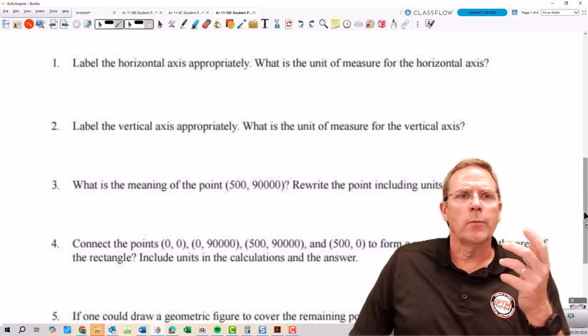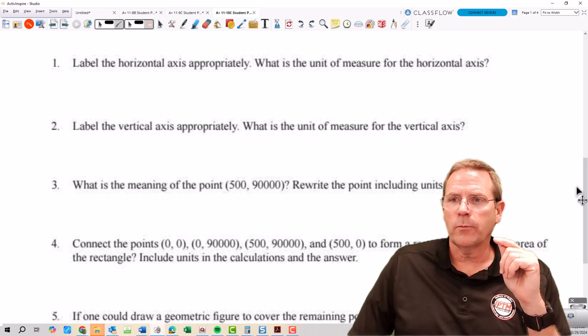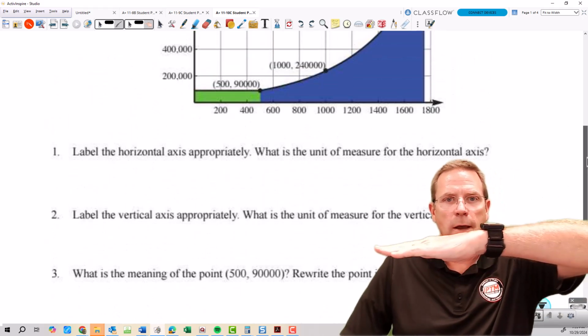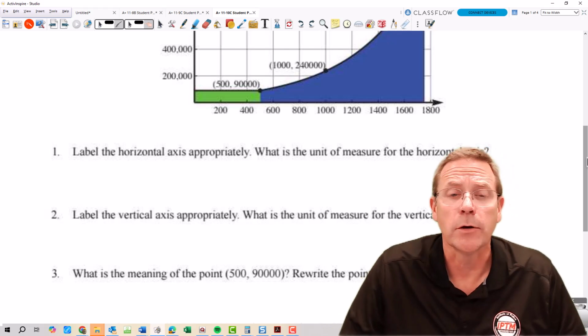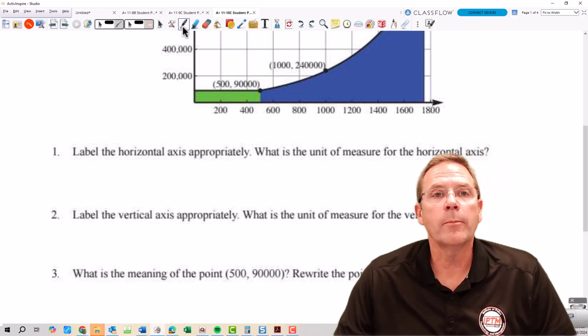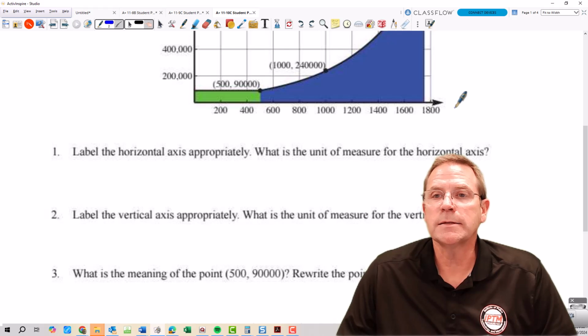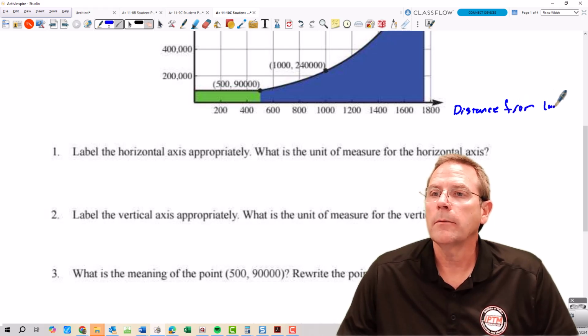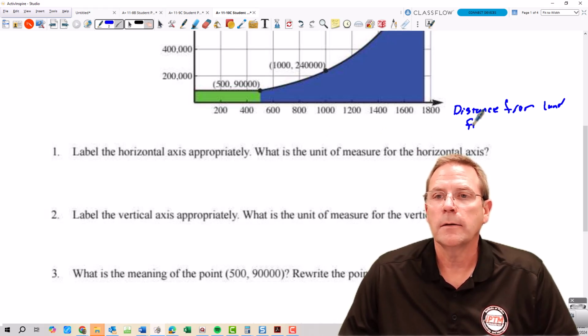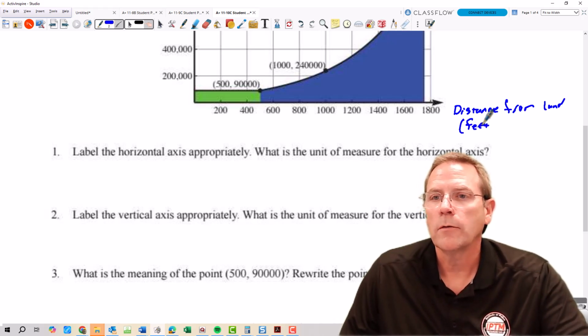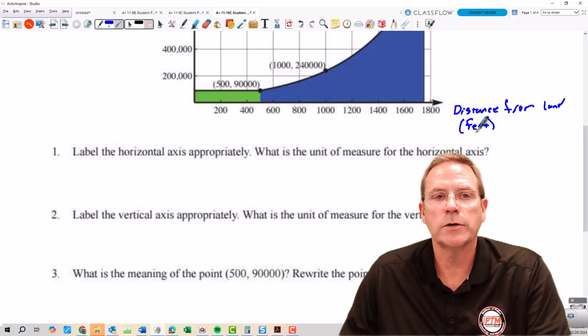So question number 1 wanted us to label the horizontal axis properly. Remember, the horizontal is like the horizon that we watch the sunset over. And labeling it properly, well, that is going to be distance from land. And we're going to measure that. The unit is going to end up being feet. Let's spell that out a little bit better there. So the distance from land is in feet. So we've answered question A.